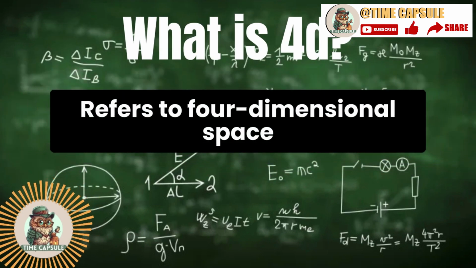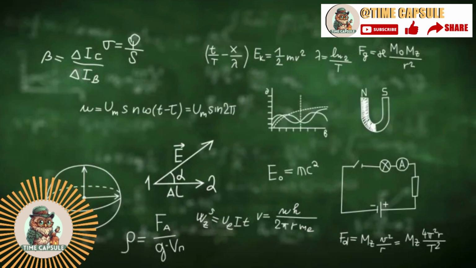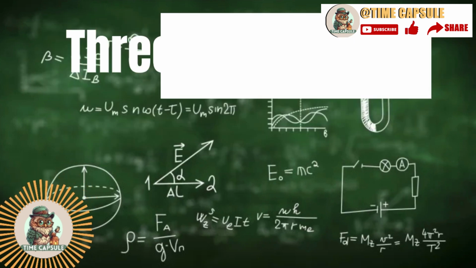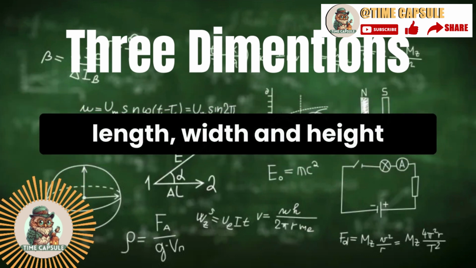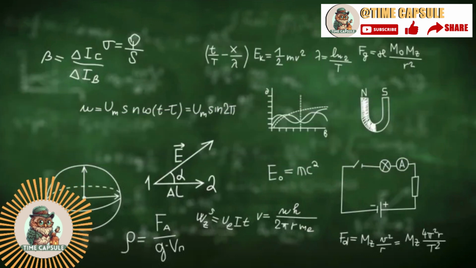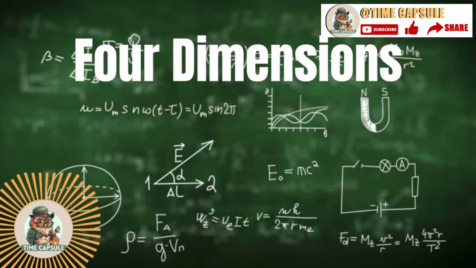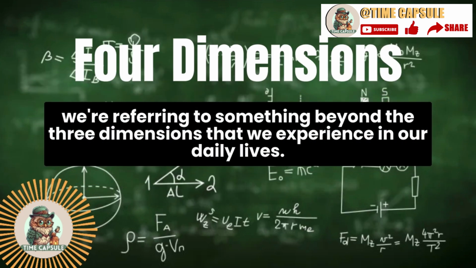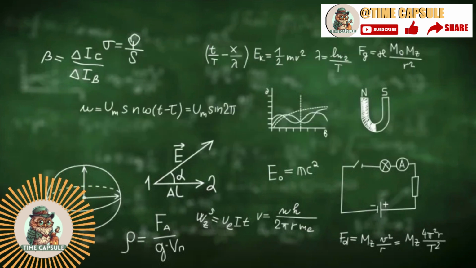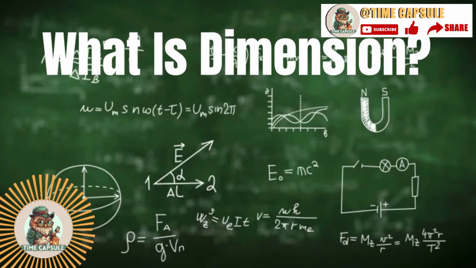Simply put, 4D refers to four-dimensional space. Now, you might be thinking, wait, isn't our world made up of three dimensions, length, width, and height? And you would be right. However, when we talk about four dimensions, we're referring to something beyond the three dimensions that we experience in our daily lives.